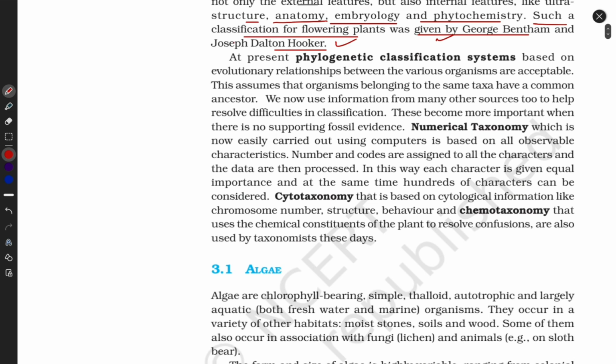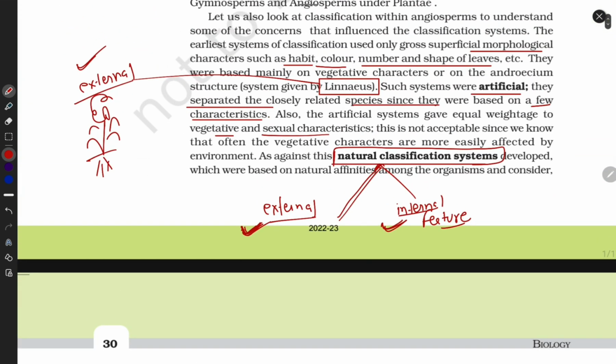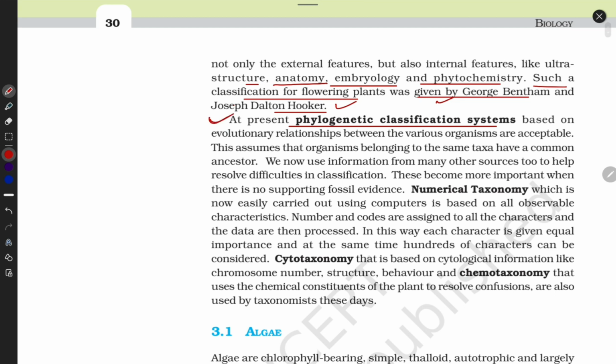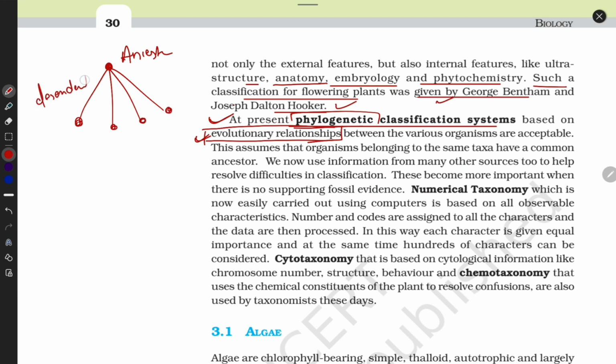Now, a little bit of advancement. They said that you put the plant according to artificial classification and natural classification, but please check their phylogenetic system also. What is a phylogenetic classification? They said to check their evolutionary relationship, whether they have the same ancestor or not. Assume this is the same ancestor and the same ancestor diverges into many descendants. Check the relationship between these descendants. If they are the same, take them as the same group. But if the ancestors are different, take them into a different group.